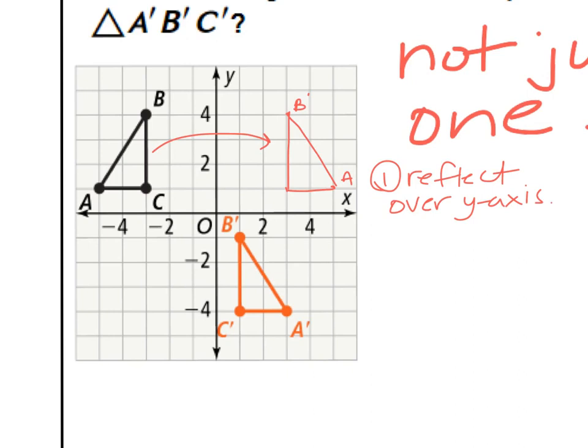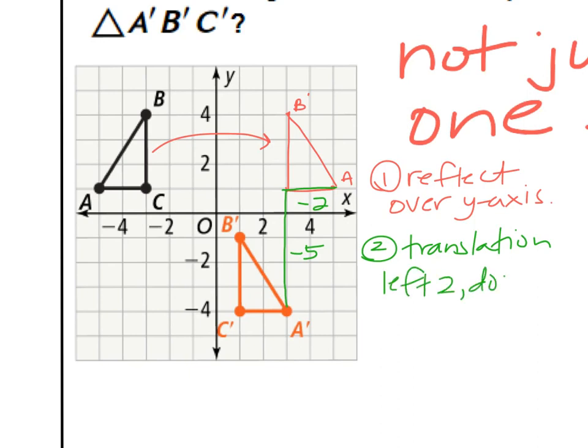Then to get it to drop down below, notice we would count, let's see, from A to A prime, we'd go 2 to the left, so -2, and down it looks like -5. So if we did a translation, remember we always do the x value first, the y value second, left 2 and down 5, that would take A to A prime, B to B prime, and then C down to C prime. So that's kind of the process behind how we get there, but to write it out, it needs to even be more particular than that.